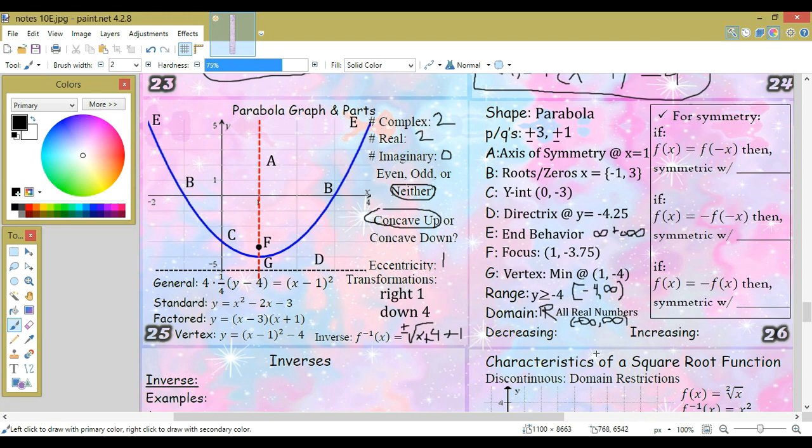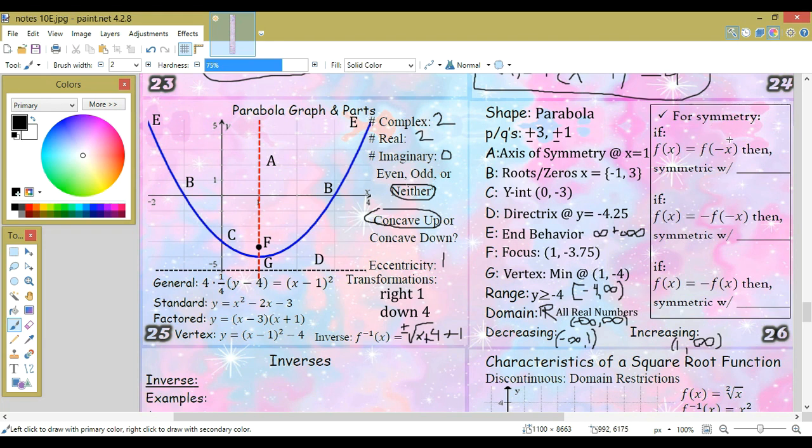It's decreasing right here on this side, on the left side, from negative infinity to 1, and then it's increasing from 1 to infinity on the right side. So the left and the right sides of the vertex, the left side of 1 is decreasing, and the right side of 1 is increasing.